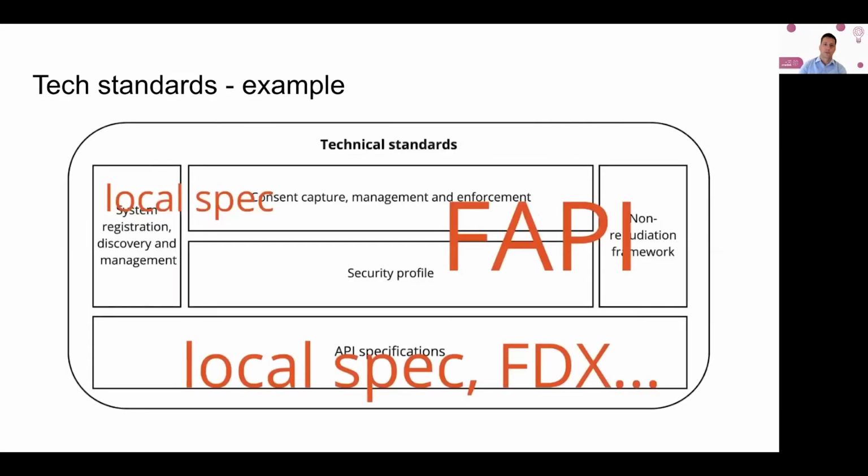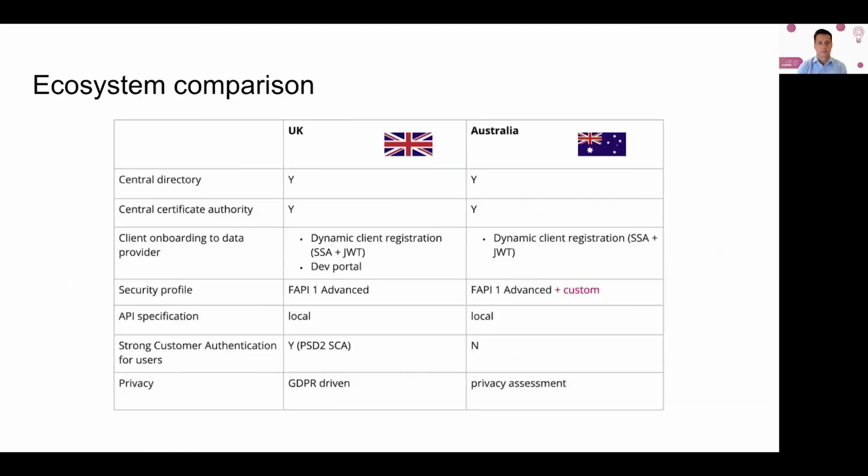This is just a crude example of how coverage of different parts of technical standards could be done with different specifications. This table attempts to compare just some aspects of the technical standards used. For example, Australia has designed its own API specifications. It used the same FAPI profile with some minor modifications. The approach to central directory has been copied as well, with minor modifications.